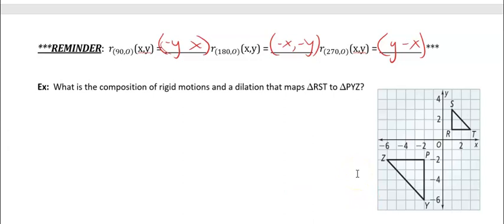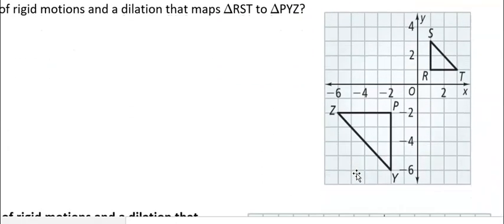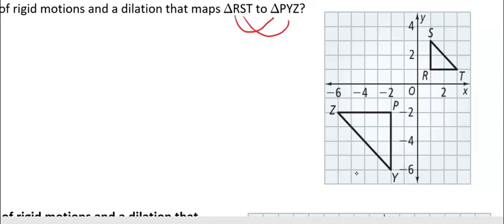So this says, write a composition of rigid motions and a dilation that would map RST to the other one. I'm going to zoom in just so we can see it a little bit better. We need to make sure that R matches up with P, and S needs to match up with Y. It appears that we could do this in two different ways. How can I get this figure over into this quadrant over here?